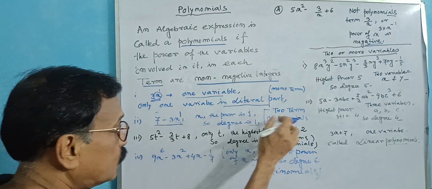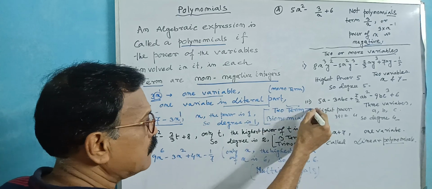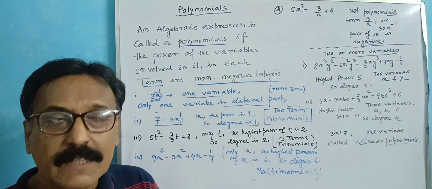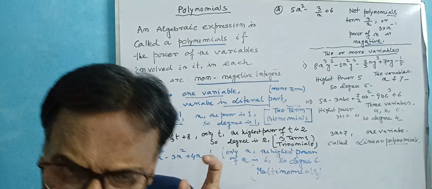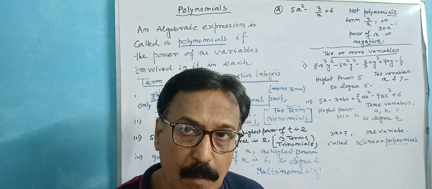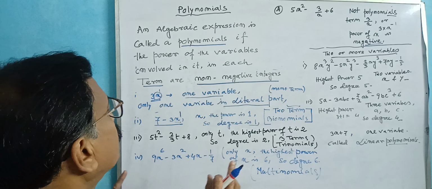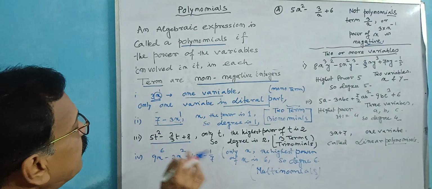Okay, so these are two terms. Two terms you say binomial. Two terms means binomial; one term means mono; two terms means bi. Very easy, just understand properly. The basic thing must be clear in case of algebra. Okay, now clear? Here are the first three terms.